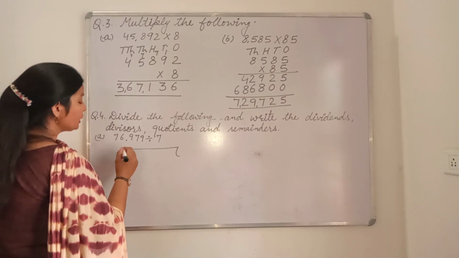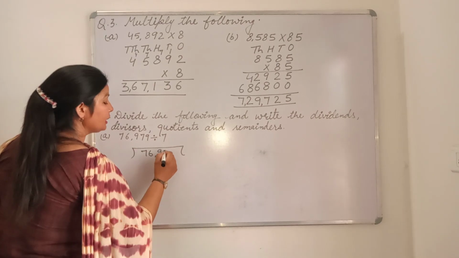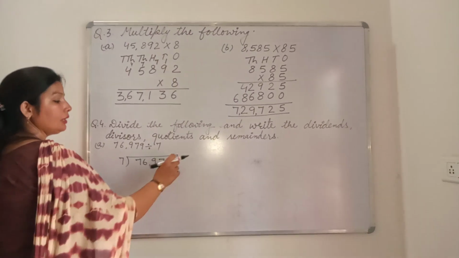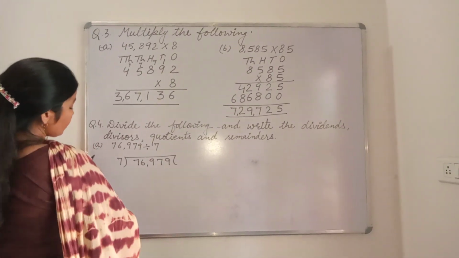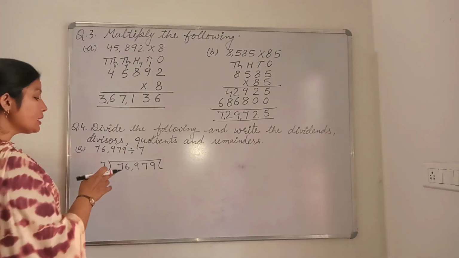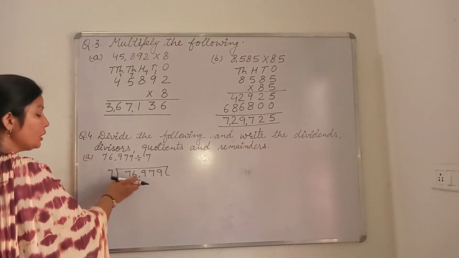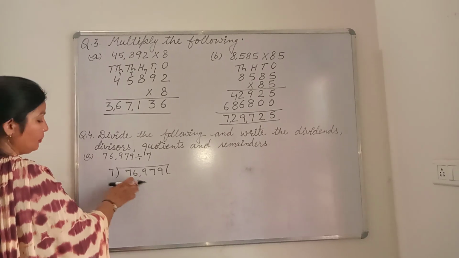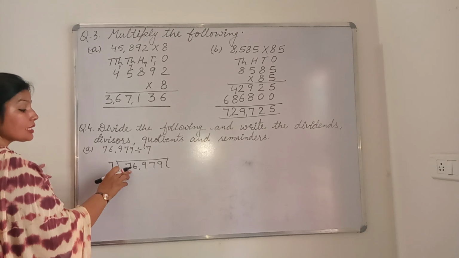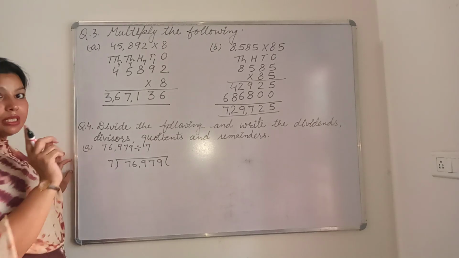So first of all, inside we write 76,979 and divided by what? 7. And here we should write our quotient. So first of all here is given a single digit. So whenever we have a single digit, inside also we will take a single digit. If there is a 2 digit number, inside also 2. If there is a 3 digit number, inside also 3. But here is a single digit number, so inside also we will take single. So what is in single? 7. If the single digit is equal to or greater than the divisor, then we'll take only a single digit.